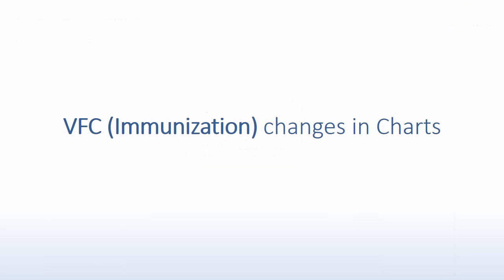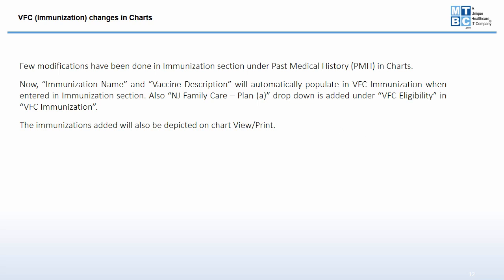The next change is the vaccination for children immunization changes in the chart section. New modifications have been made to the immunization section under the past medical history. The immunization and the vaccine description will populate automatically if you select the immunization from the selection menu. Also, the NJ Family Care Plan /A has been added to the drop-down menu under the vaccination for children VFC eligibility and the VFC immunization option. These immunizations added will also be depicted on the chart view and print settings.